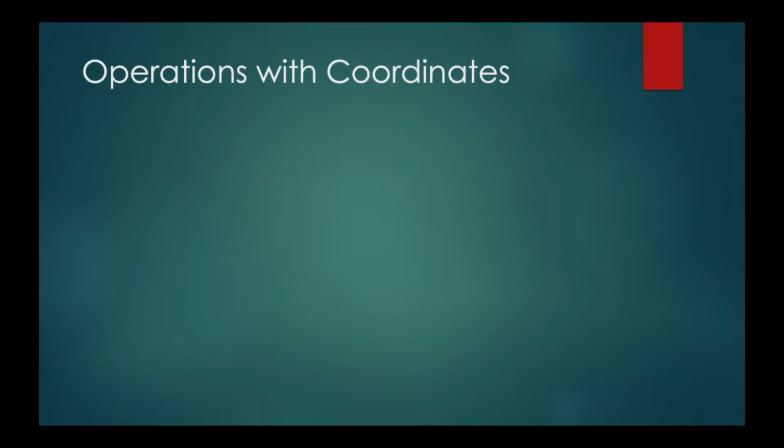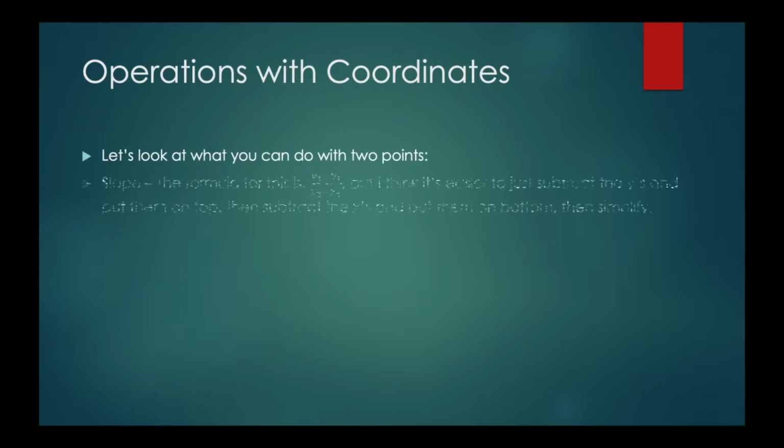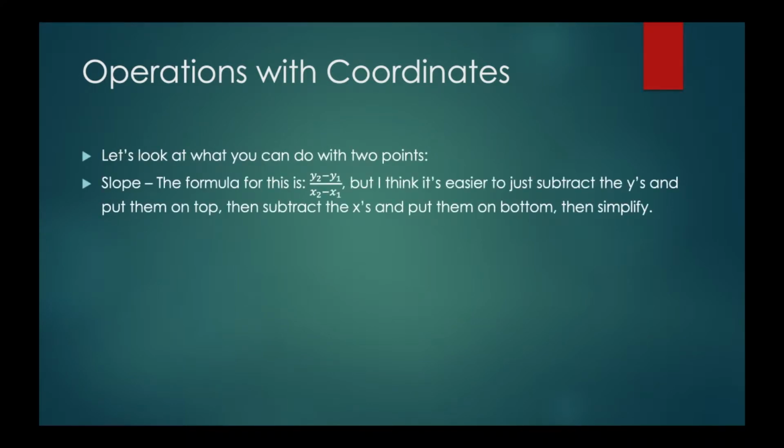So the first thing that we're going to be discussing is linear algebra. And for linear algebra, we're going to start with talking about what operations can be done with coordinates. So first, if you're given 2 points, let's look at what you can do. First thing you can do is find the slope between those 2 points. There's a formula for this. The formula for slope is y2 minus y1 over x2 minus x1.